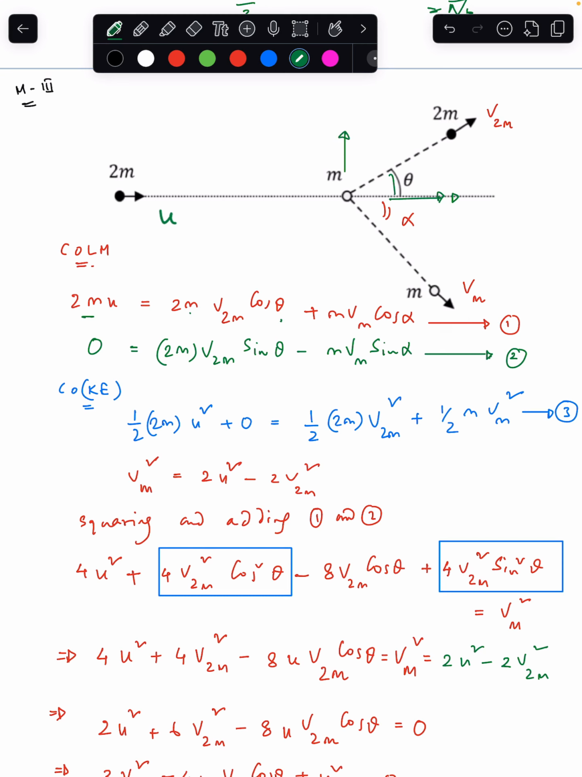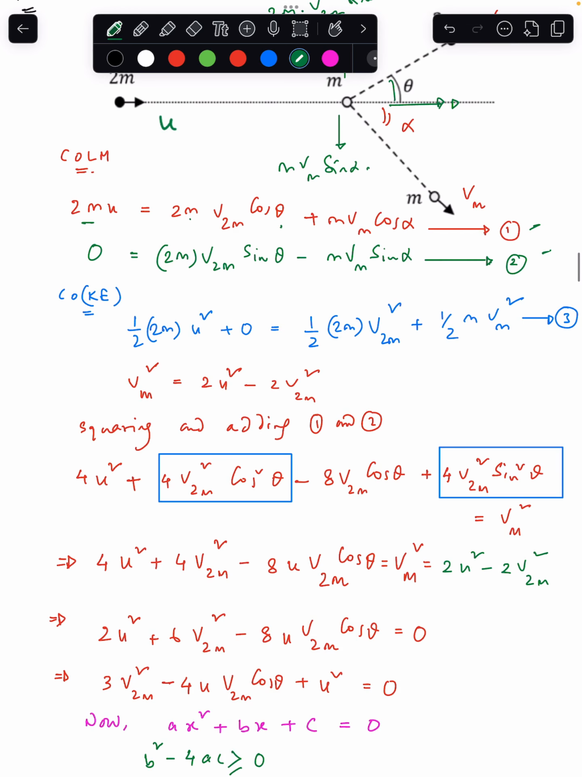For this particular, how much value are we going to have? This is going to have 2m into v2m into sin theta, and in this direction how much are you going to have? m into vm into sin alpha. So this is my equation number 1, this is my equation number 2.